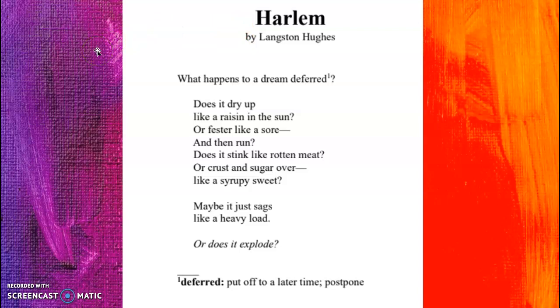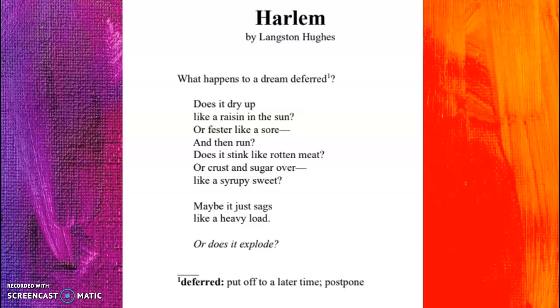What happens to a dream deferred? Does it dry up like a raisin in the sun, or fester like a sore, and then run? Does it stink like rotten meat, or crust and sugar over like a syrupy sweet? Maybe it just sags like a heavy load. Or does it explode?